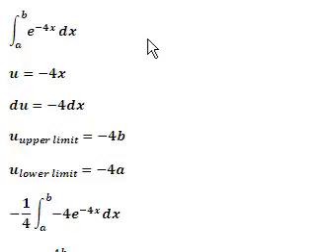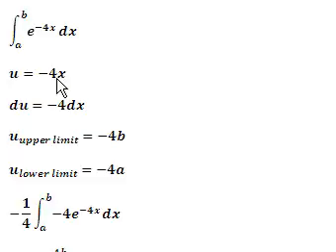Hey, we're doing definite integration and we're using the method of u-substitution. Now I've got the integral going from a to b of e, which is Euler's number, about 2.71, raised to the negative 4x dx. I didn't plug any actual numbers in here for these limits. We're just going to keep it general. We're going from a and then to b.